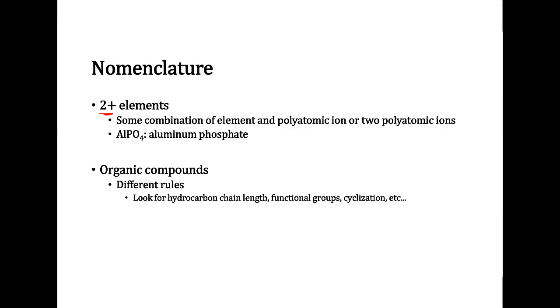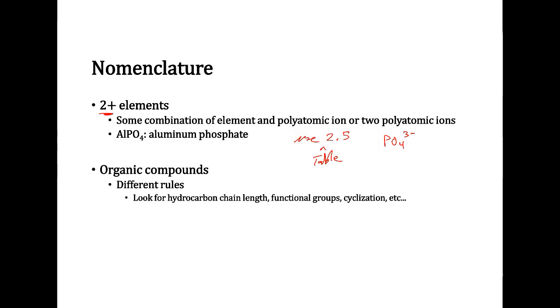So for instance, if you look in table 2.5 in your OpenStax book, or you can explore another table in the CK12 platform, what you'll see is a list of all your polyatomic ions. So for instance, PO4 3- is phosphate. So this particular compound, AlPO4, is aluminum phosphate.